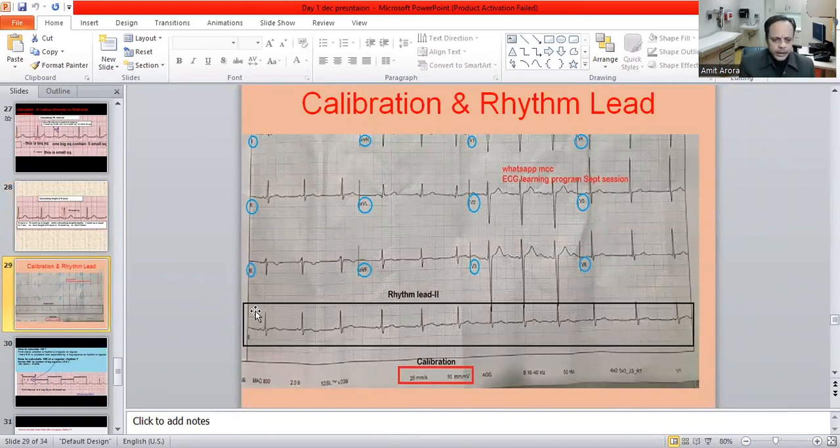Mostly, as a standard criterion, we keep lead 2 as the rhythm lead, because when we have to calculate certain arrhythmias, we need a long lead. Just 2-3 beats are not enough. The heart rate could be irregular, and how could you calculate with the help of just 2 or 3 beats? So this is the rhythm lead. So while holding, first check the calibration, then the rhythm lead.